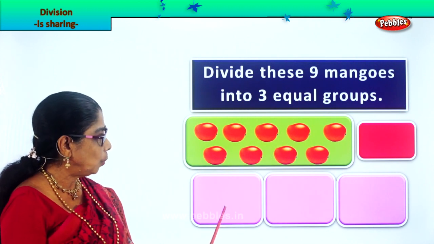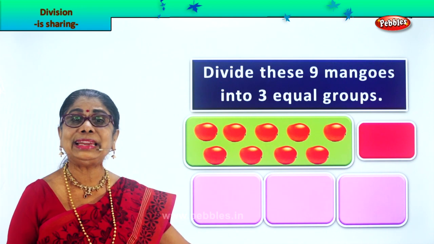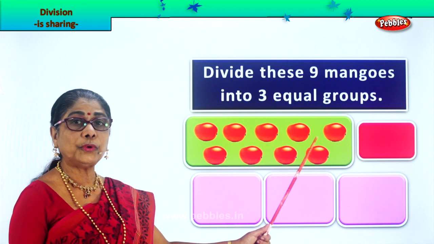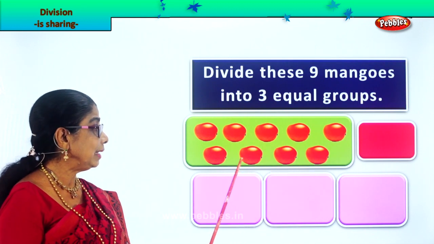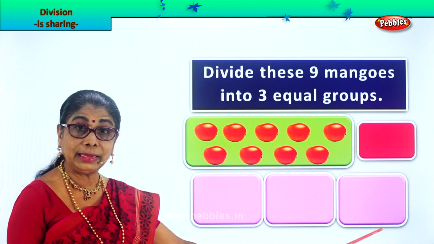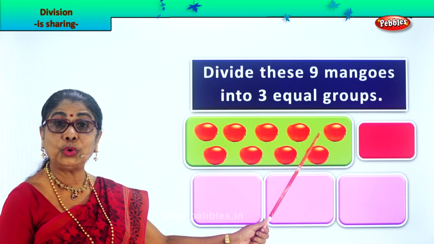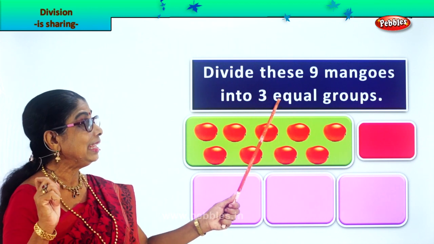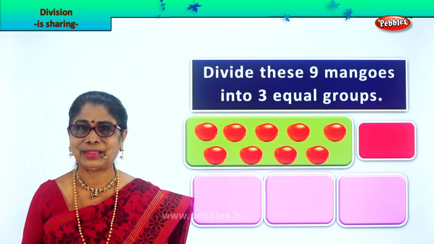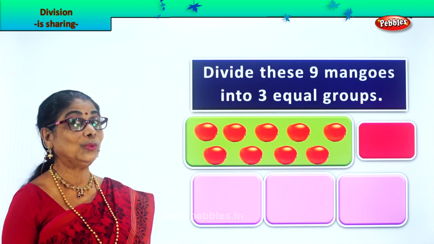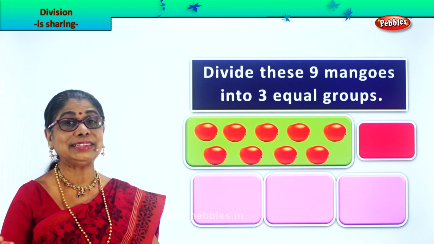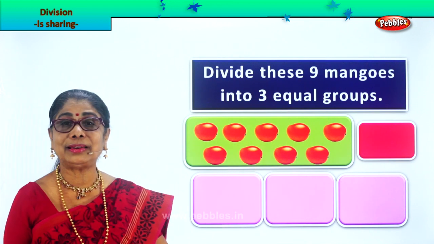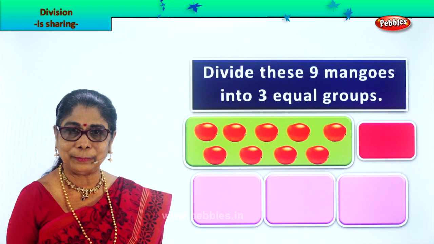Let's look. We have 1, 2, 3 trays here. And we have 1, 2, 3, 4, 5, 6, 7, 8, 9. We have 3 trays, 9 mangoes, and we are asked to share into 3 equal groups. Yes? Very good. What is division? Division is equal sharing. Let's take a look at the mangoes. Let's look at the trays and place them.